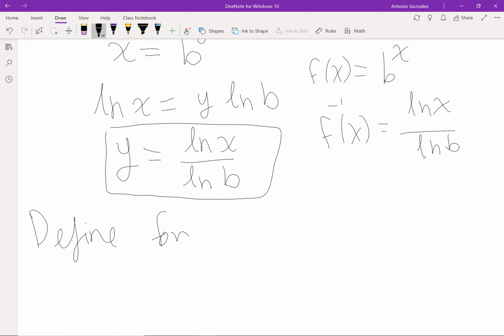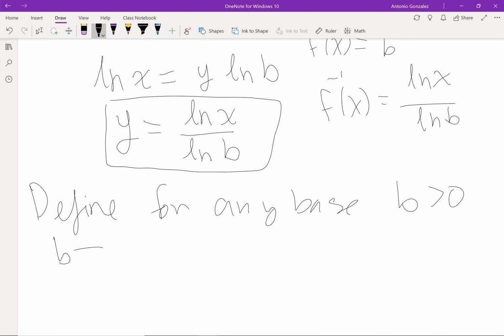Define for any base b greater than 0, and again b not equal to 1, because that would make the inverse invalid. And again, we won't be dealing with an exponential at that point. It would be more of a constant function.